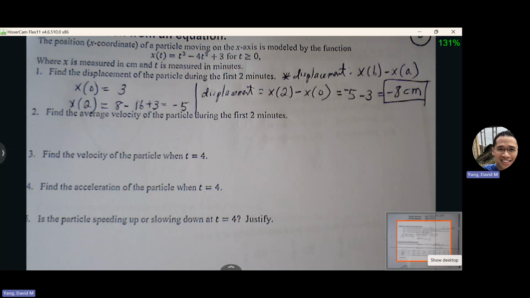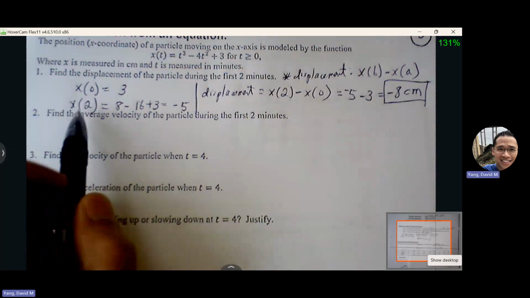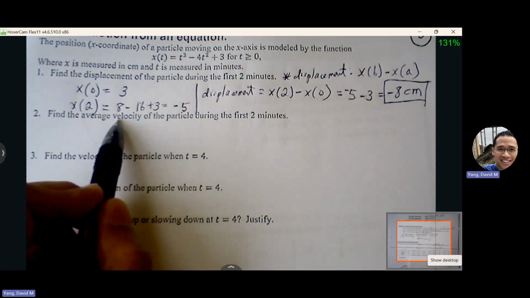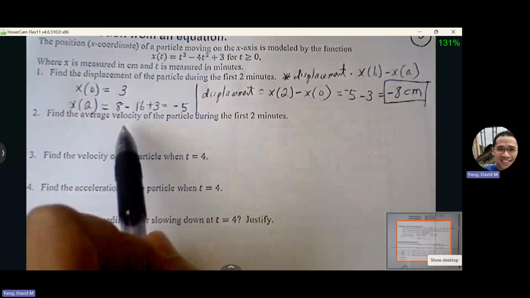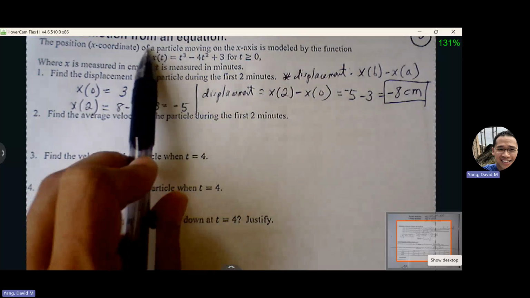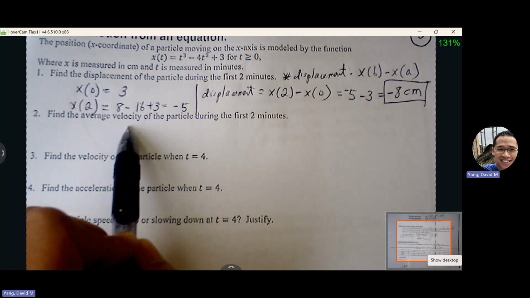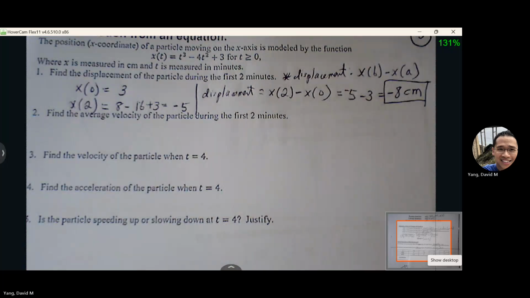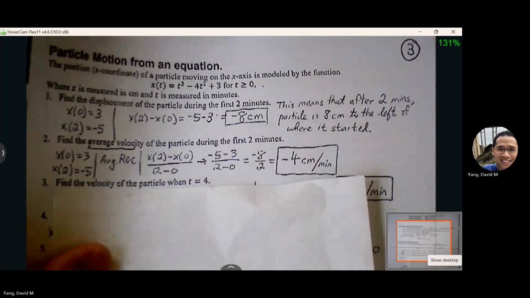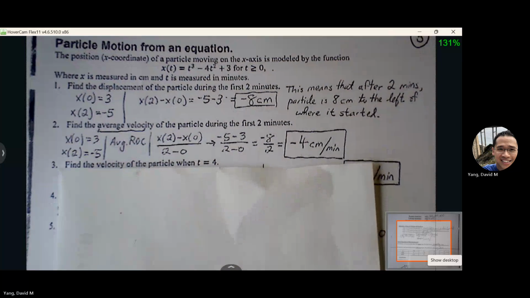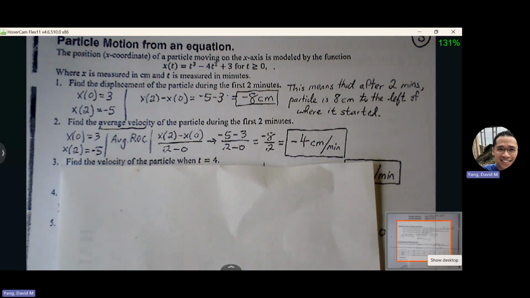Number 2, find the average velocity. I know that the tendency is you see the word velocity and you want to use the velocity function, but average velocity is just the change in position over the change in time. So we don't use velocity for average velocity. So it's just the slope of your position at 2 different points. So x of 2 minus x of 0 over 2 minus 0.